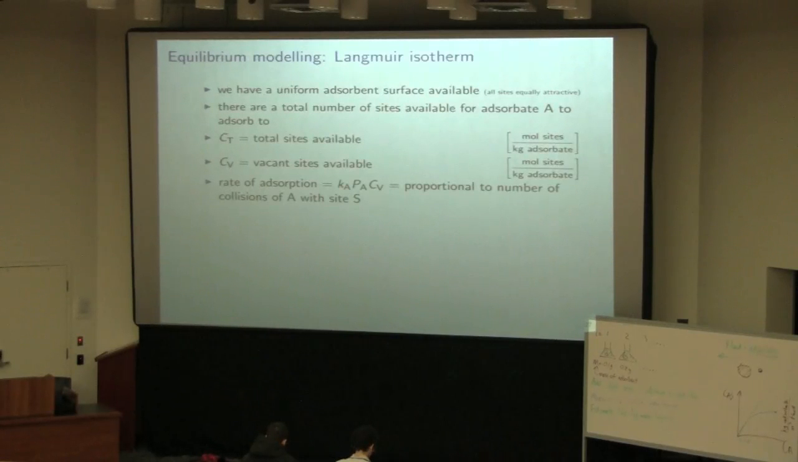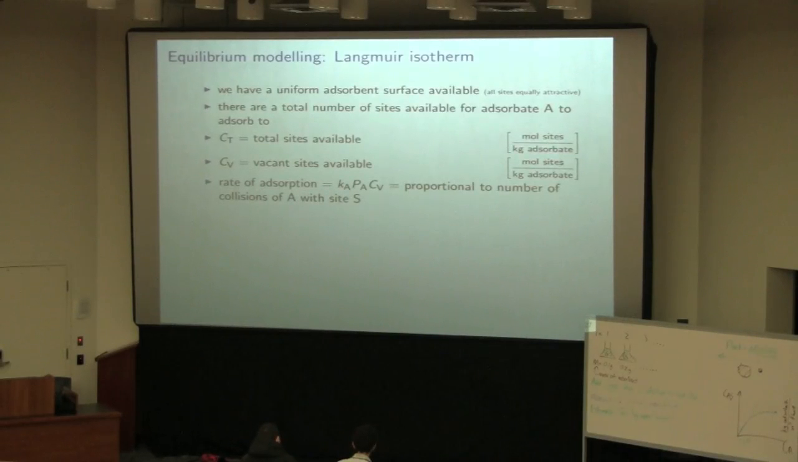Next, I also measure the number of vacant sites. So after the period of time that my adsorbent is being used, some of the sites are going to be filled up, but the balance are going to be vacant. So CV are the number of open sites available to be filled by the molecule.